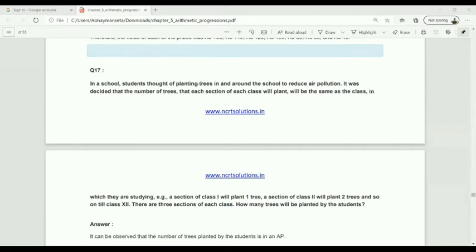Solution. It can be observed that the number of trees planted by the students is in AP. Is it clear? Because first class one tree, second class two trees, third class three trees. The common difference is the same, one tree increases. So we have to find out the first term and common difference.